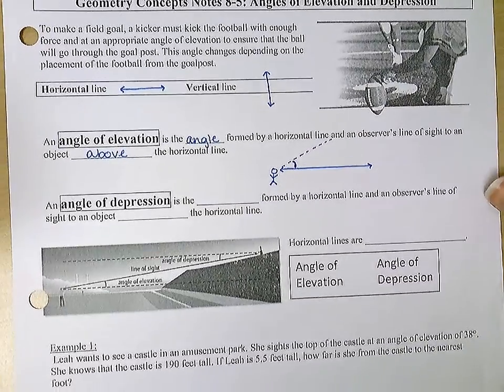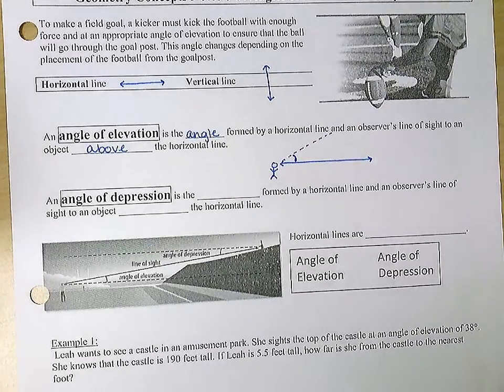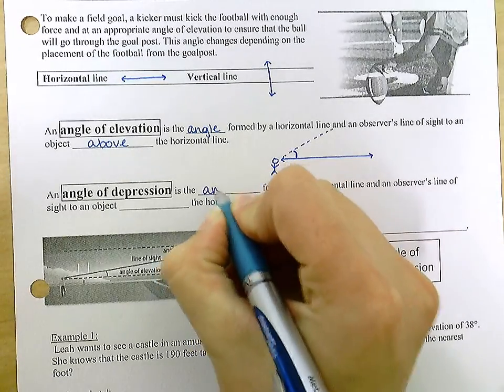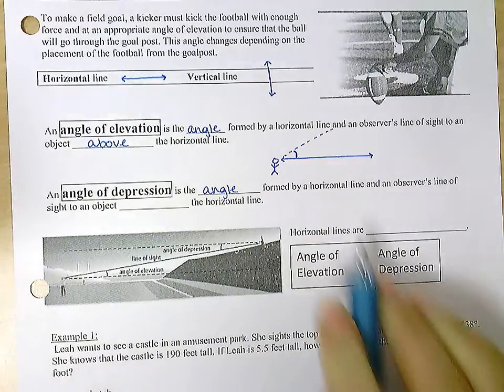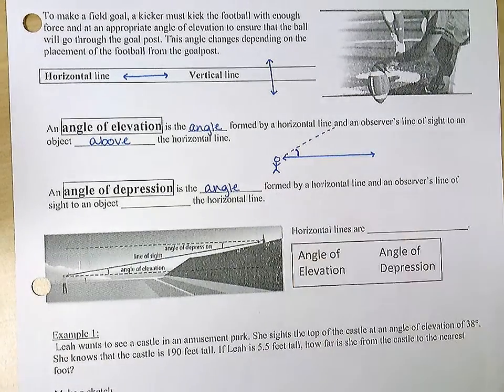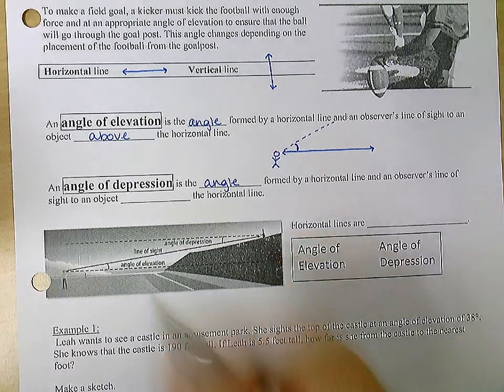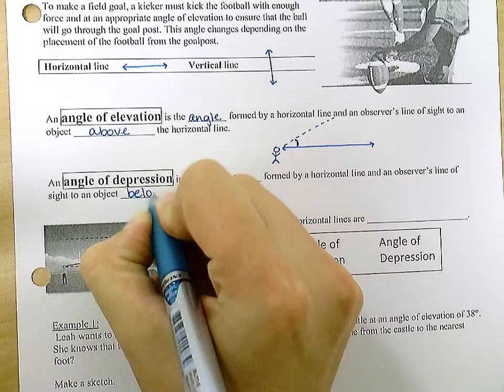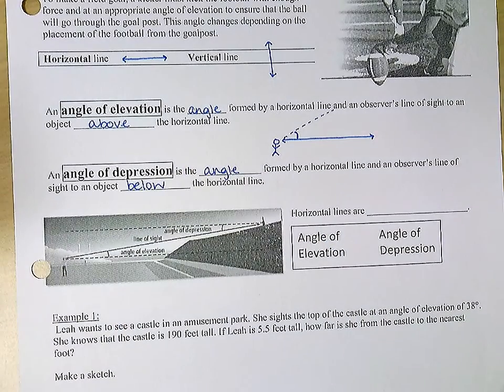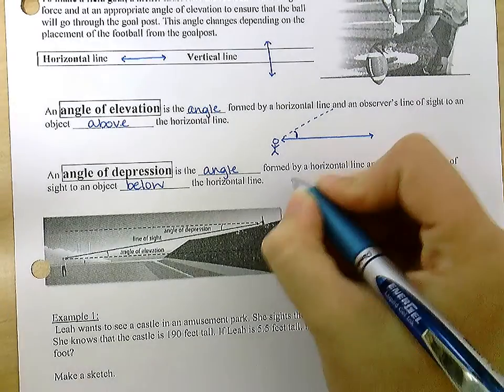Then the angle of depression is just the opposite. That is the angle formed by, again, the horizontal line and an observer's line of sight, but this time to an object below the horizontal line. So you're looking down at something, looking down at something to create that angle of depression.